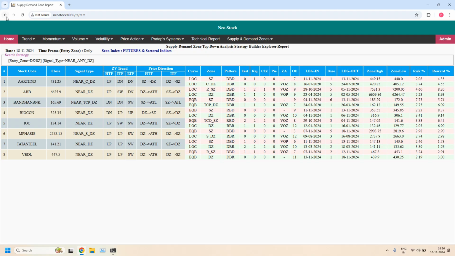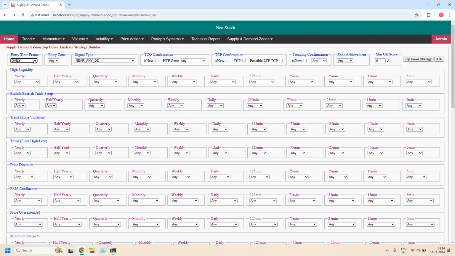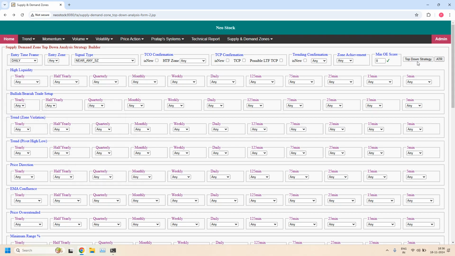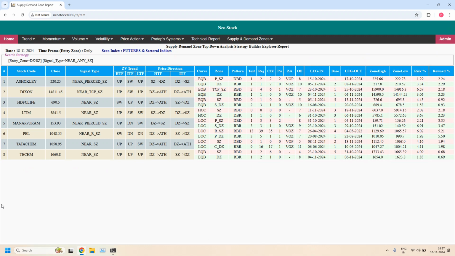Okay, next, for daily time frame, let us find the stocks near daily supply zone. 8 stocks are filtered. Let us identify high liquidity zones from this list, but pierced zone we can't use it. This is also pierced zone, you cannot use. We don't have any valid high liquidity daily supply zones from this list.